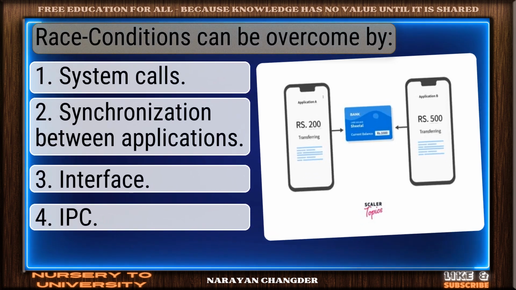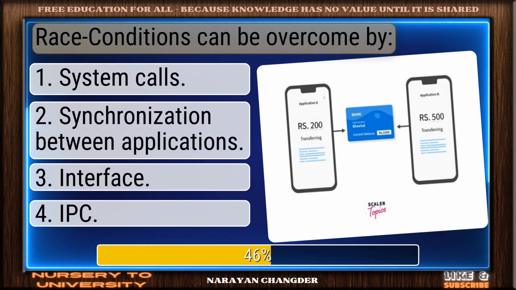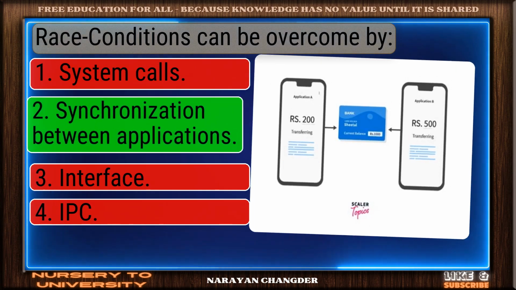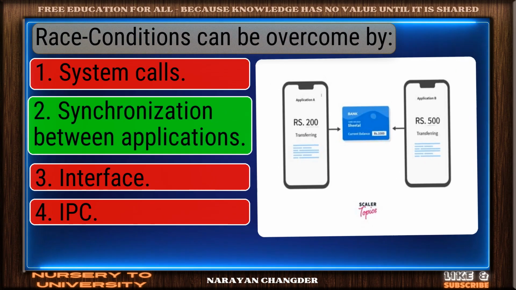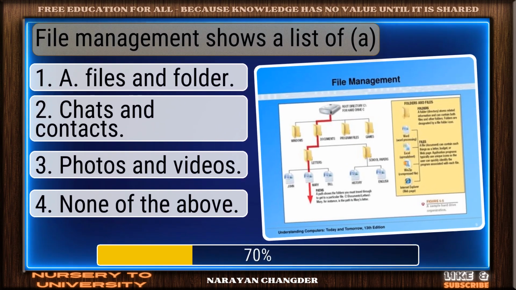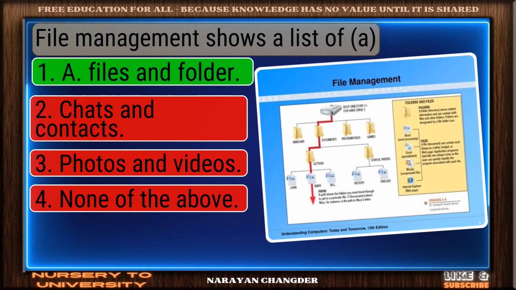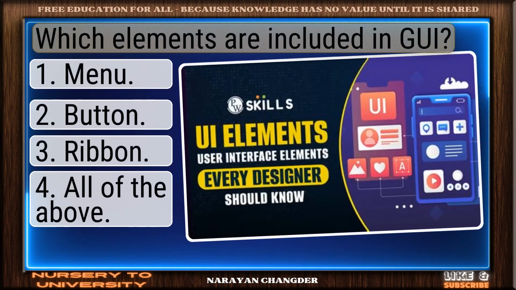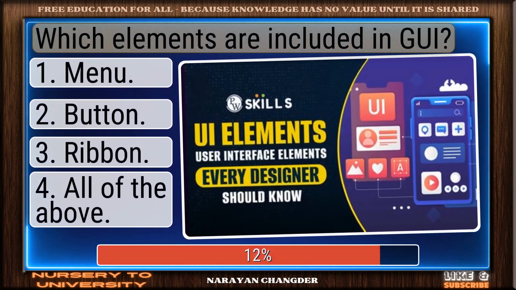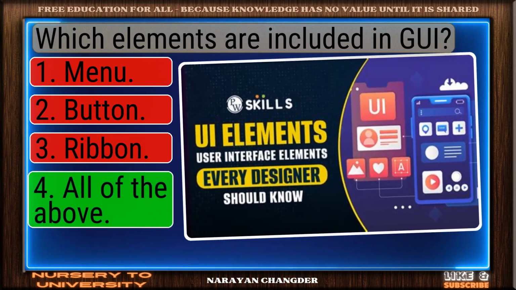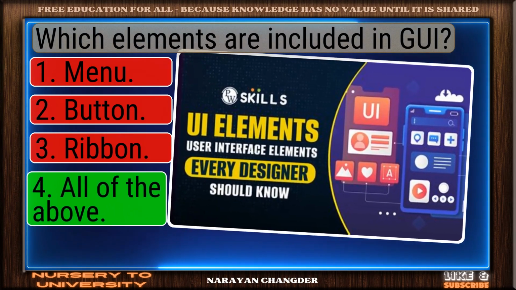Race conditions can be overcome by. Smart move. Synchronization between applications is an accurate answer. File management shows a list of. Right again. Files and folders is a valid answer. Which elements are included in GUI? Solid response. All of the above is a valid choice.